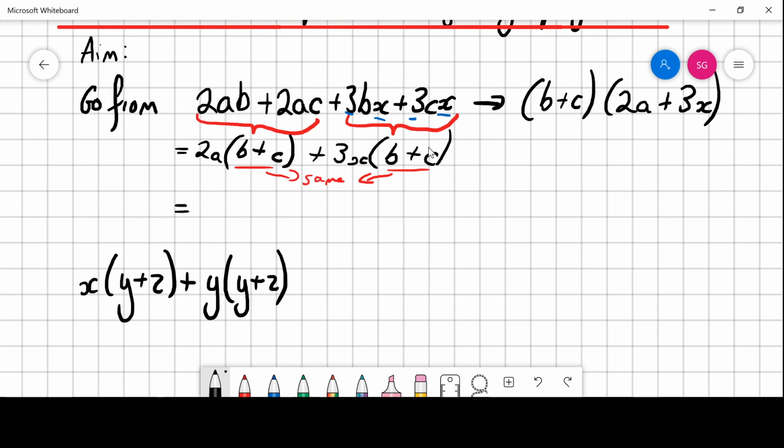Now, if we have the same factors here, we can treat this like it was some kind of weird number, okay? So let's just imagine that these two are the same, and we're just going to say that b plus c equals some z, okay? So we're just going to say b plus c equals some z.